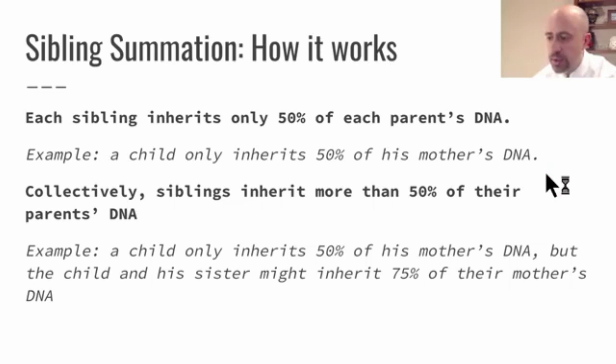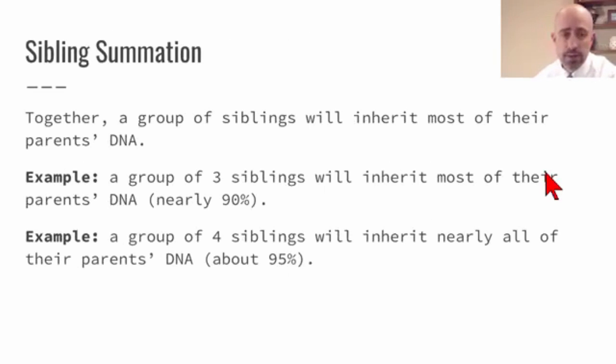Each sibling only inherits 50% of each parent's DNA. So for example, a child will inherit only 50% of his mother's DNA. But collectively, siblings inherit more than 50% of each parent's DNA. For example, a child inherits 50% of his mother's DNA, but collectively two children might inherit 75% of their mother's DNA. And that number increases with the number of tested siblings.